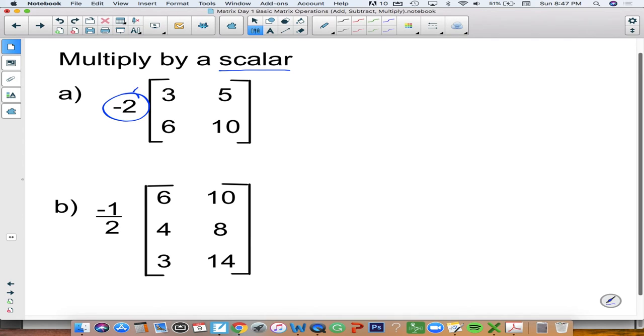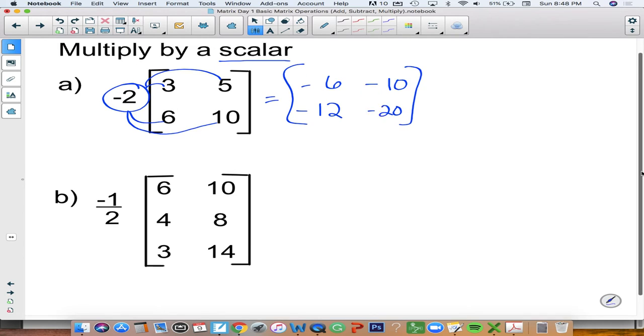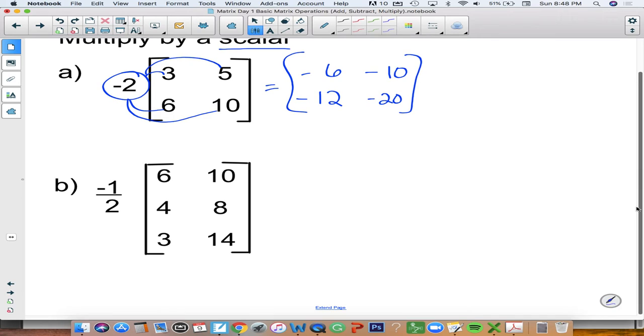I'm going to take this negative 2. And I'm going to multiply everything in my matrix times a negative 2, which will give me a new matrix. Okay? So negative 2 times a 3. Oops, back up here. Negative 2 times a 3. That is a negative 6. Negative 2 times a 5. Negative 10. Negative 2 times a 6. Negative 12. And negative 2 times a 10 is a negative 20. So that's your new matrix. Okay? If you haven't written this second one down, go ahead and do it, and then see if you can multiply that 1/2 through there real quick.